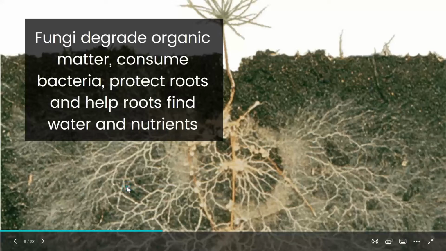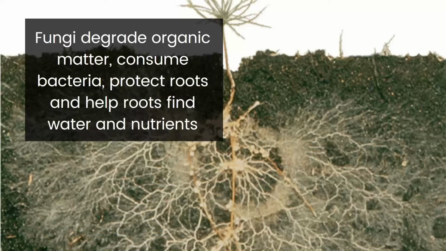So fungi is another large aspect of the soil ecosystem. They degrade organic matter, consume bacteria, they protect the roots. In this picture, you have actually a pretty good example of endo and ectomycorrhizae at work. You can see the cloudiness around the root system there, and how expansive it is. All those fibers are fungi that are attaching to the root system and creating more pathways into the plant, for lack of a better term.